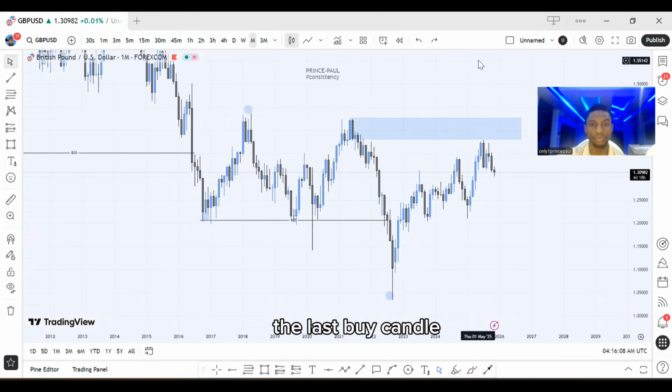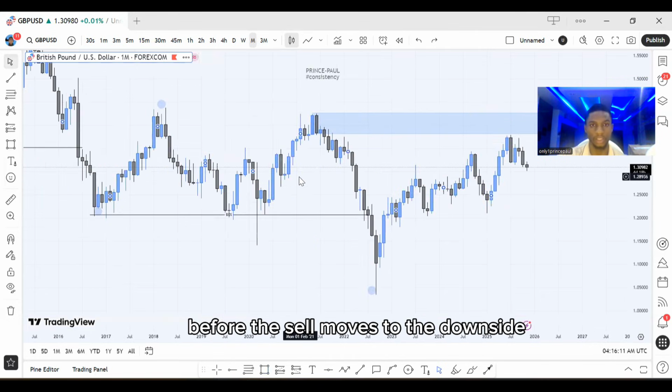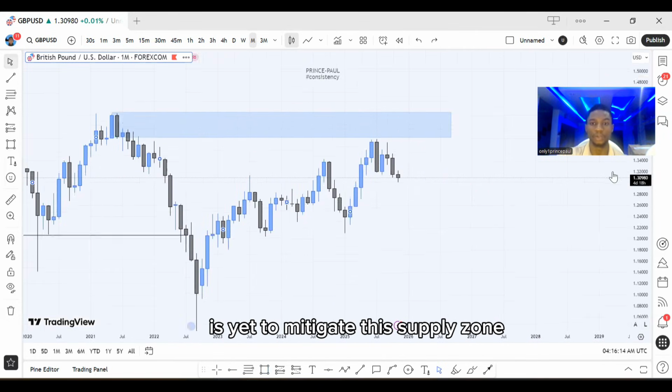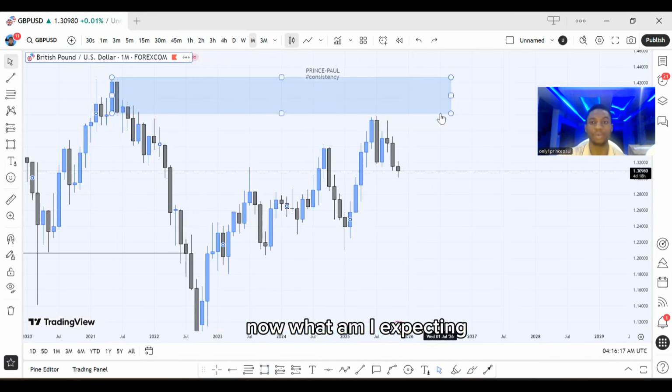The last buy candle before the sell moves to the downside. So that was why I marked over here. And we saw that price is yet to mitigate the supply zone. Now, what am I expecting?